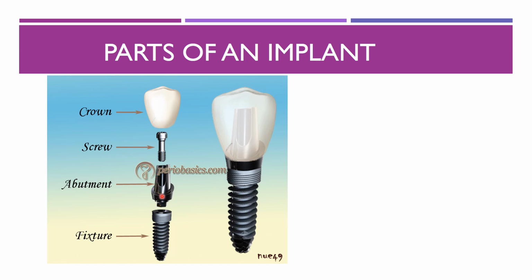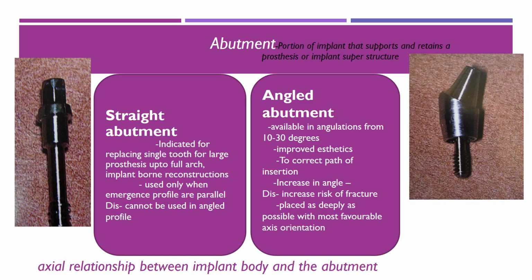Whereas this abutment is a portion that serves to support or retain the prosthesis. So it can be of different types. It can be of screw type, cement type, or attachment device. Okay. So coming to different parts of abutment. Now we studied what is an abutment. There is a portion of the implant that supports and retains a prosthesis or implant superstructure. So there are different types of abutments.